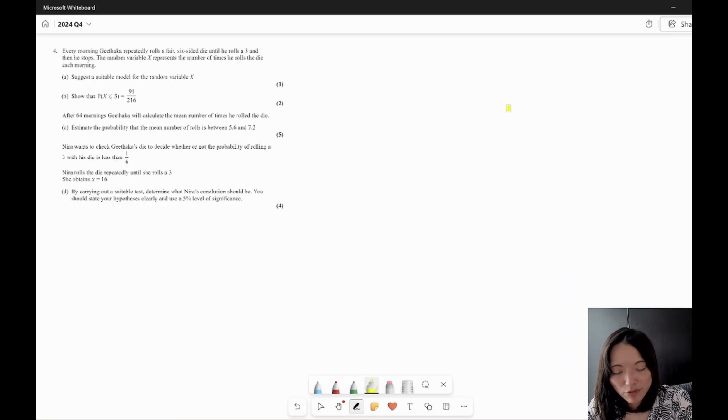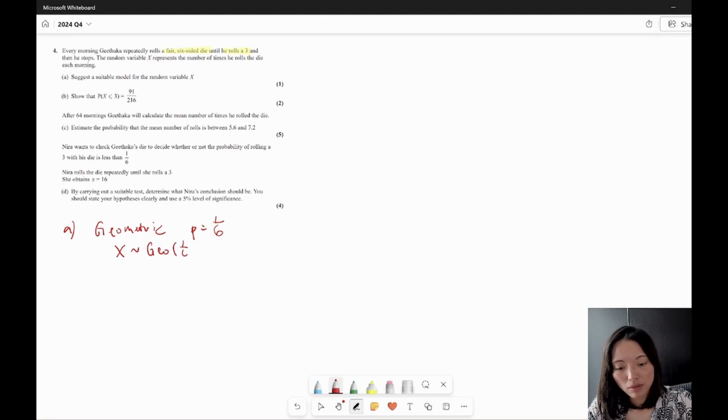I'm going to highlight the relevant information given in the question. Fair 6-sided die until he rolls a 3. Okay, so part A asks for the distribution. As I said, it is a geometric distribution with p equals 1/6 because it's a fair 6-sided die. Because X is given as the number of times he needs to roll to get a 3, X is geometrically distributed with parameter 1/6.